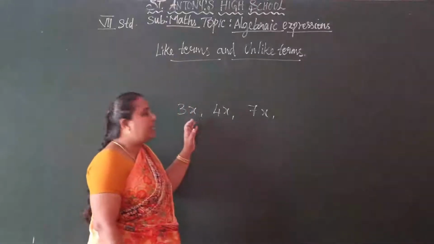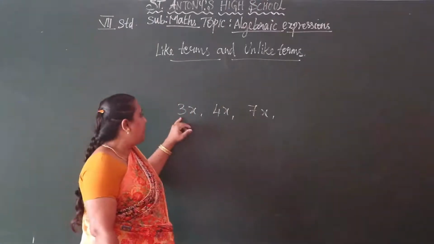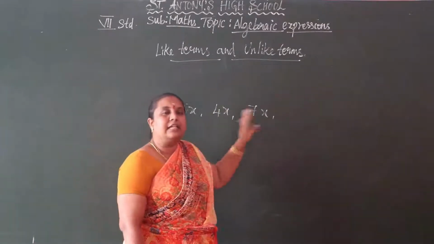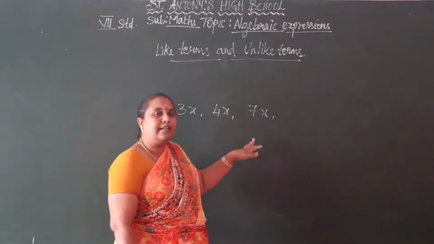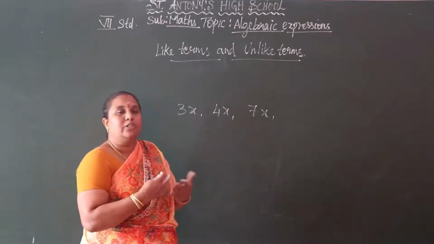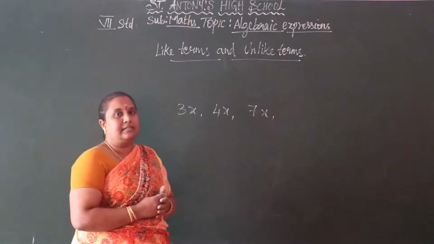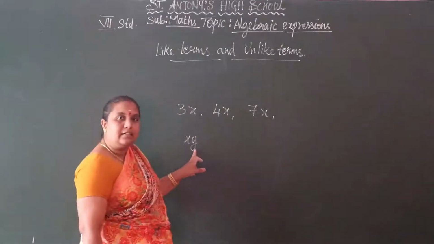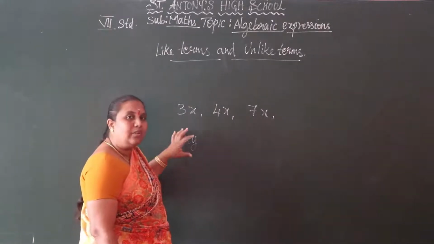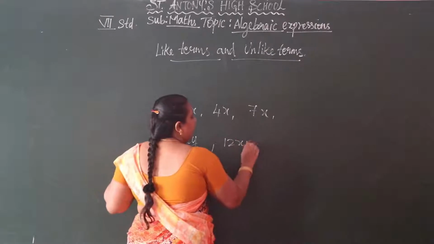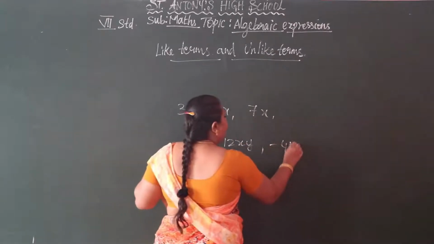So here we have the example for like terms. 3x, 4x, 7x, 12x. Moving on, we have to write the x terms as like terms. Otherwise, we have two variables in a single term, that is xy. xy is a single term. So like terms of xy are 12xy and minus 4yx.